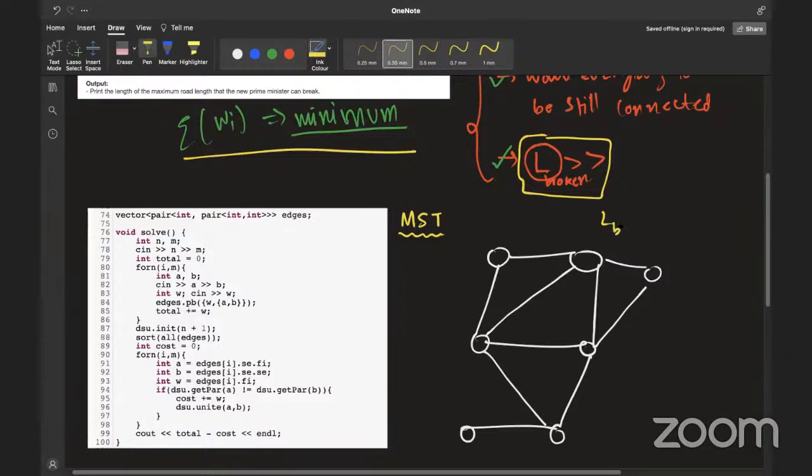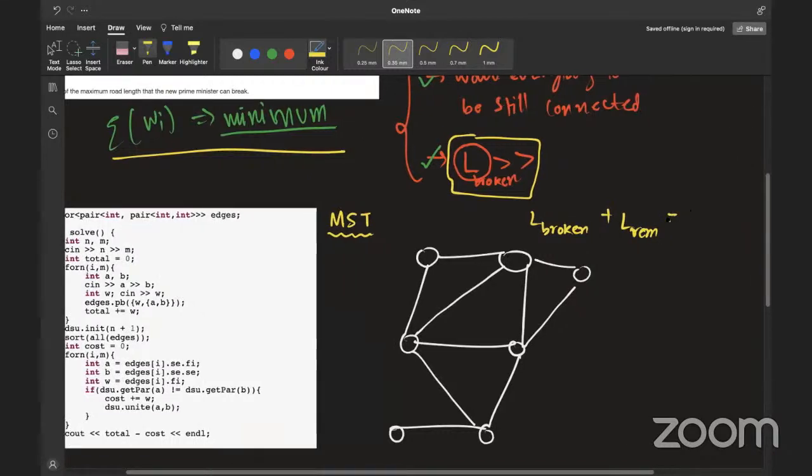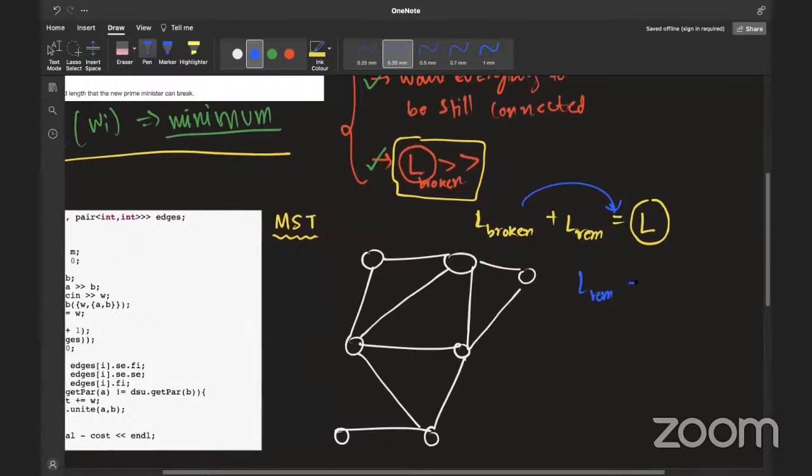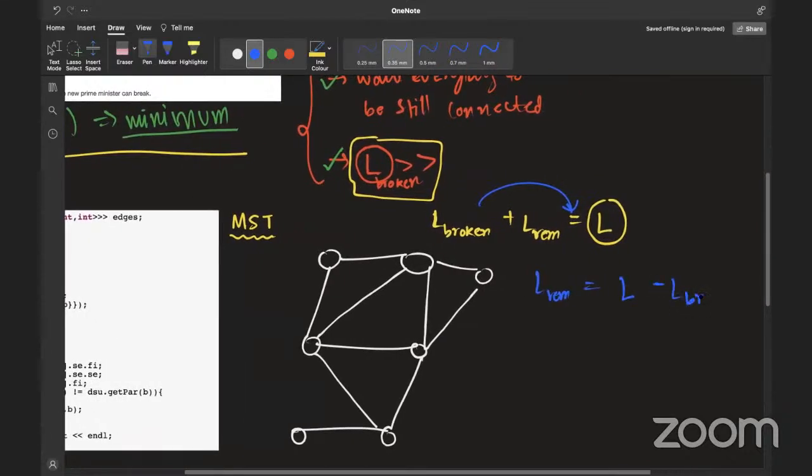So the length of the broken roads plus the length of the remaining roads is constant, right? It's the sum of all the roads. Either a road is broken or it's remaining. So when you sum these up, you get a constant that is given to you in the question. If you bring this to the right side, the length of the remaining roads is a constant, let's say N, minus the length of the broken roads.